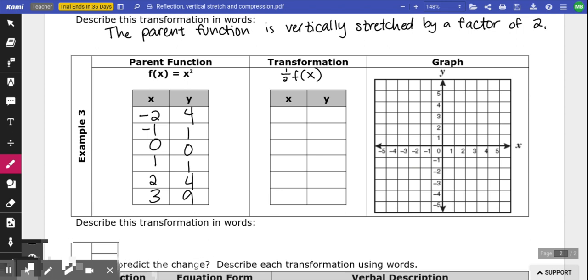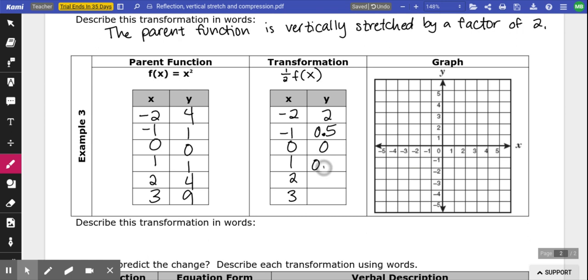Here's our next transformation. This time we want 1/2 of the parent function. So our scale factor, instead of being a 2, which is greater than 1, this time we're dealing with a fraction, a number less than 1. And we're going to see what effect that has on the parent function. Using the same x values, this time I want 1/2 of each of the y values. So when x is negative 2, y is 2. When x is negative 1, our y is 1/2 or 0.5. When x is 0, y is still 0, etc. Now I'm going to graph both.